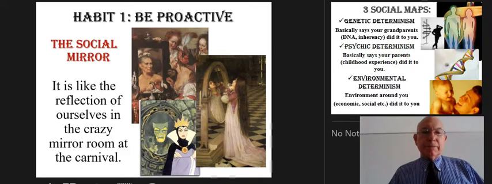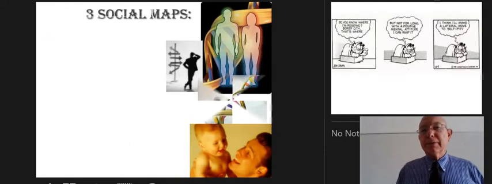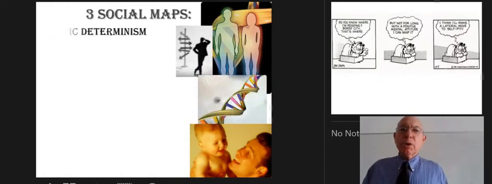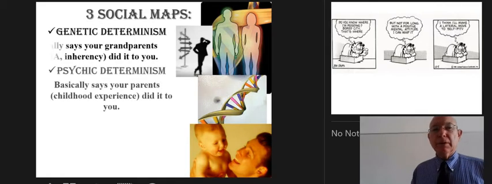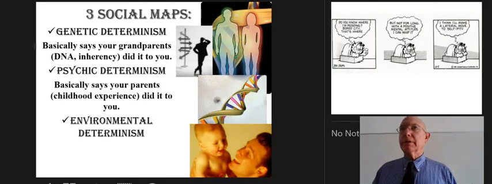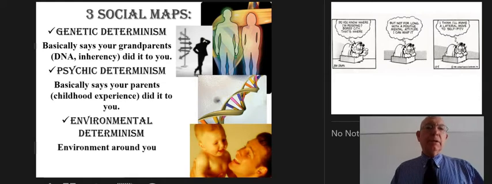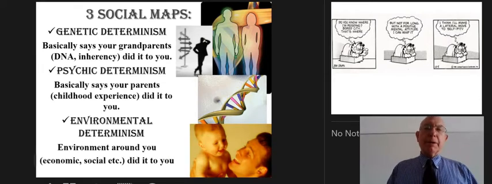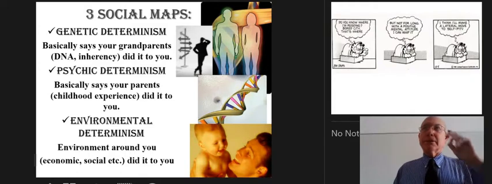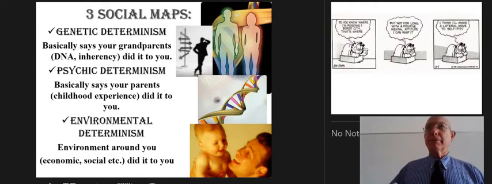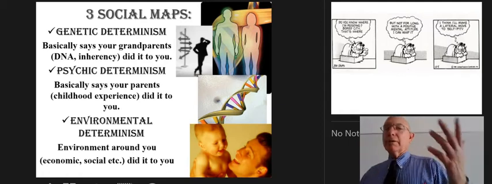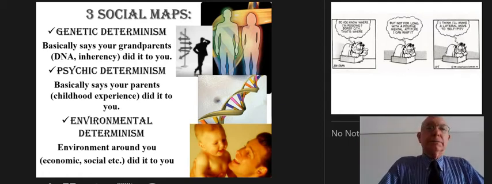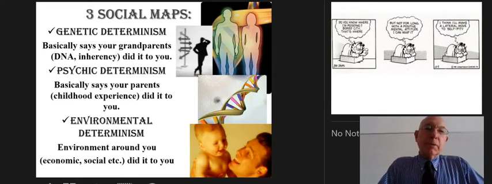Next subject, but we'll tie them together later. We also have social maps developed by psychiatrists and people of that ilk. They discuss what makes people like they are. What makes them strange, or passionate, or enthusiastic, or whatever? What makes people the way they are? Some of them say it's genetic, so they basically blame your grandparents. It's your DNA.